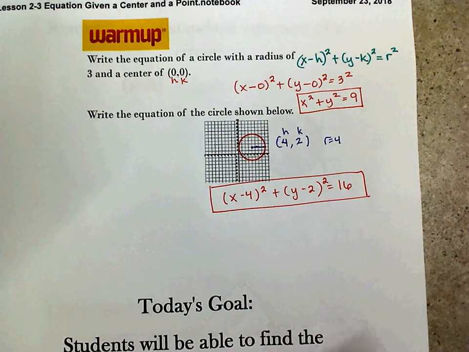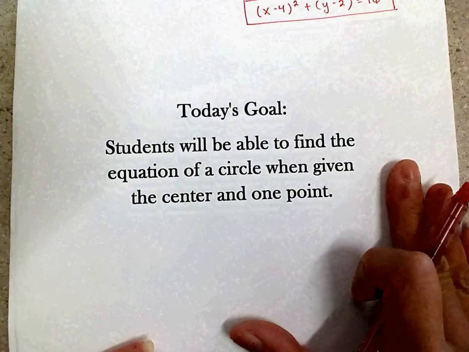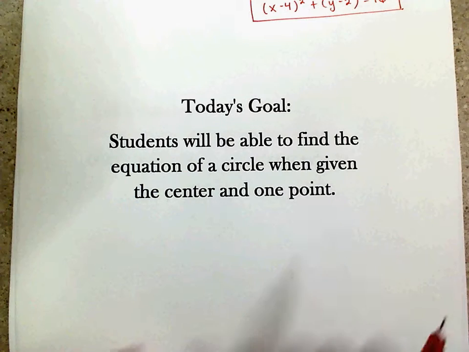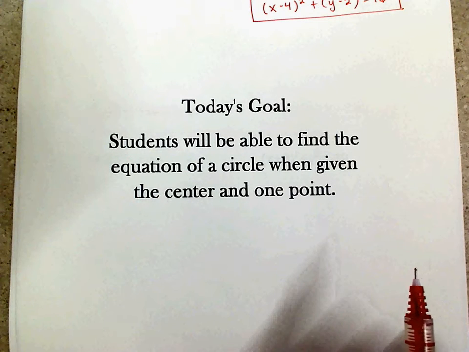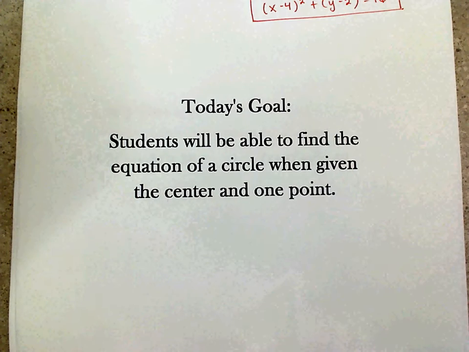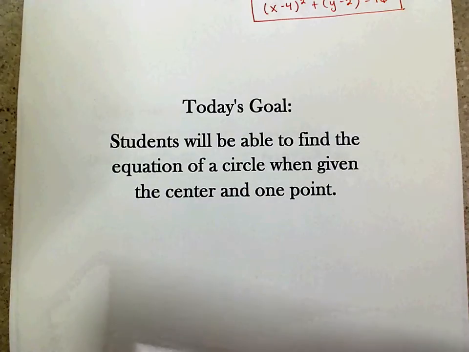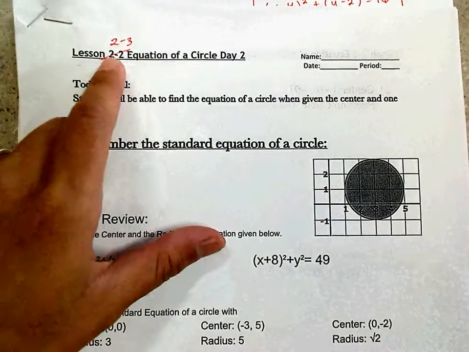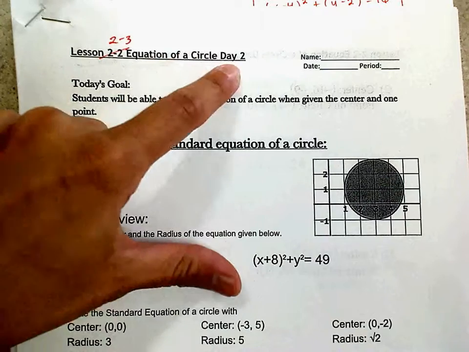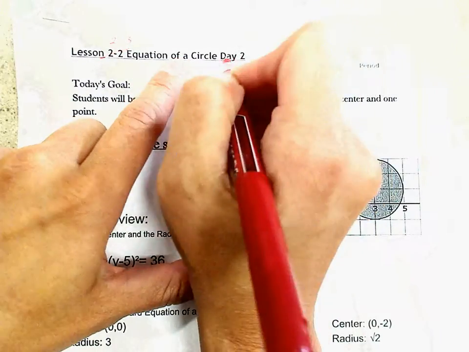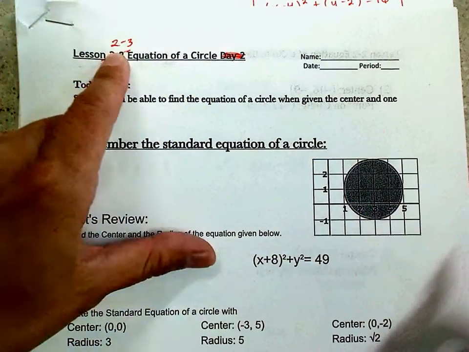Today's goal, this is what you guys will be learning today. This is 2-3 of your notes. If it says 2-2, please make that correction. All your papers should look like this. Pardon me. Okay. It'll say 2-2 equation of a circle. Please mark that off. This is day 1 of 2-3.